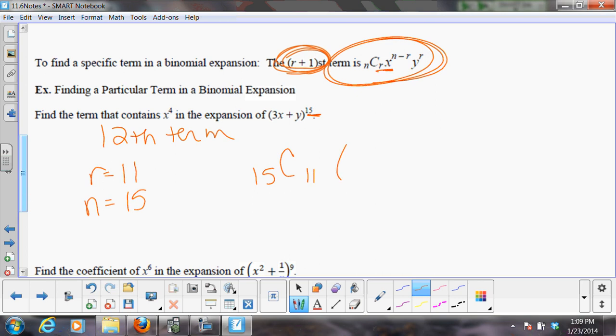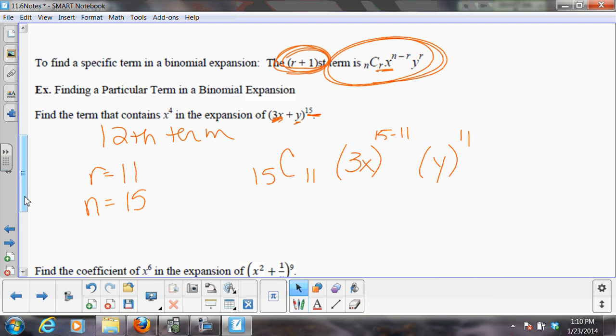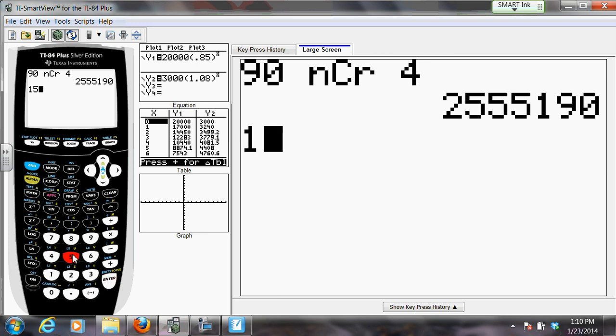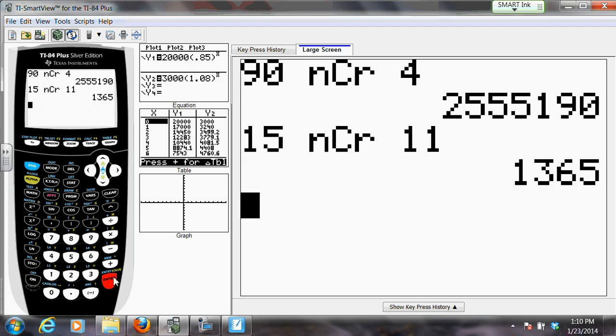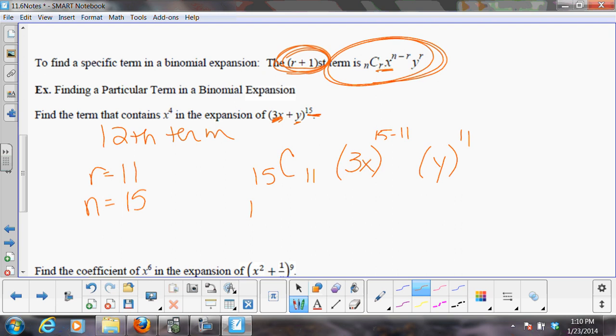15C11. Then this x is really our first term, which is 3x. We have 15 minus 11, which is 4. And then the y is the same kind of thing there. Y to the r, which is 11. So 15C11 is, I don't know, a number. 15, 11, one more. 1365. And then 3 to the 4th would be 81. 1365 times 81 is 110,565. Then we have x to the 4th, y to the 11th.